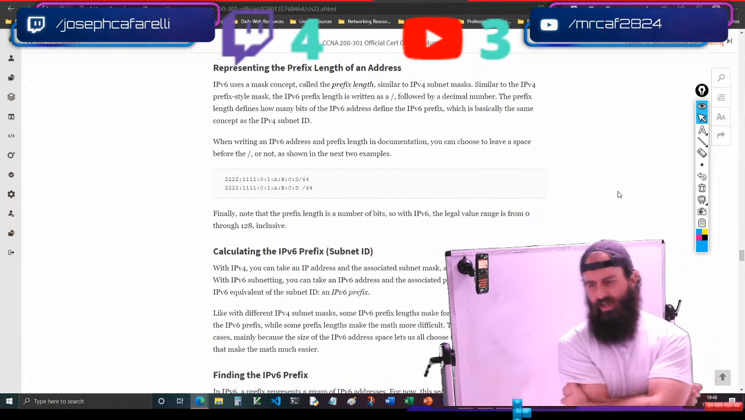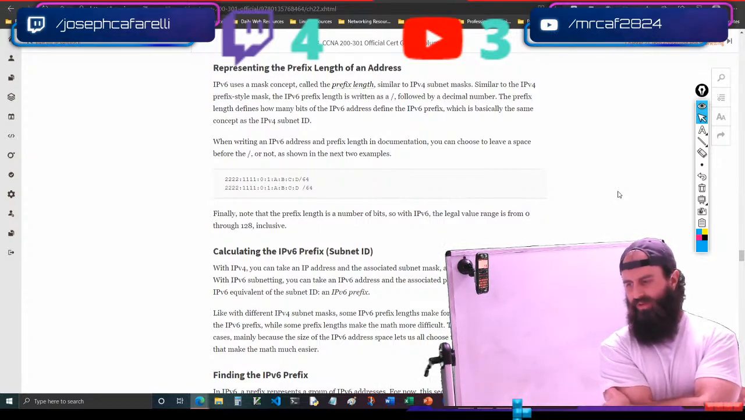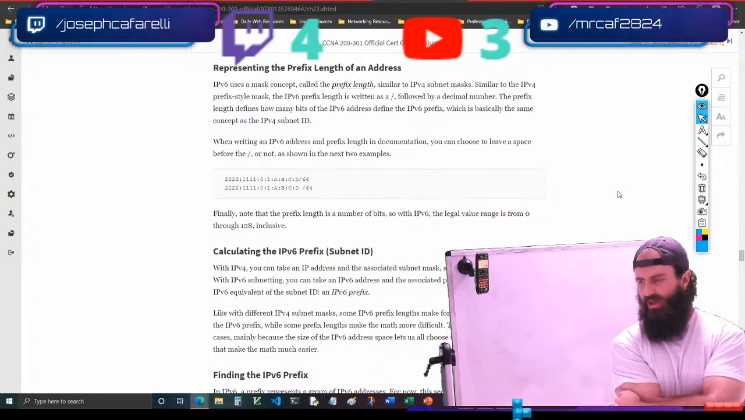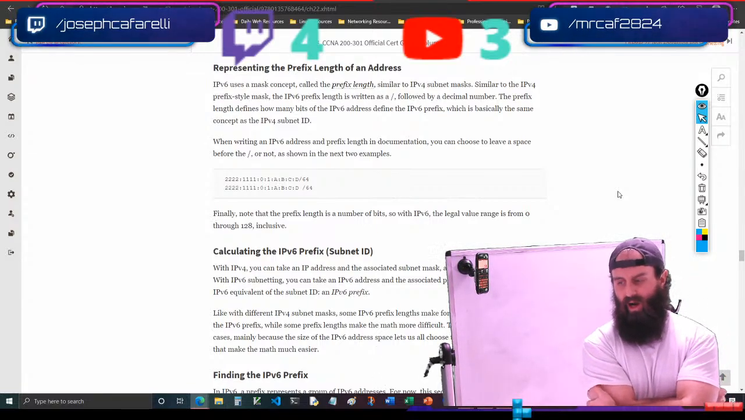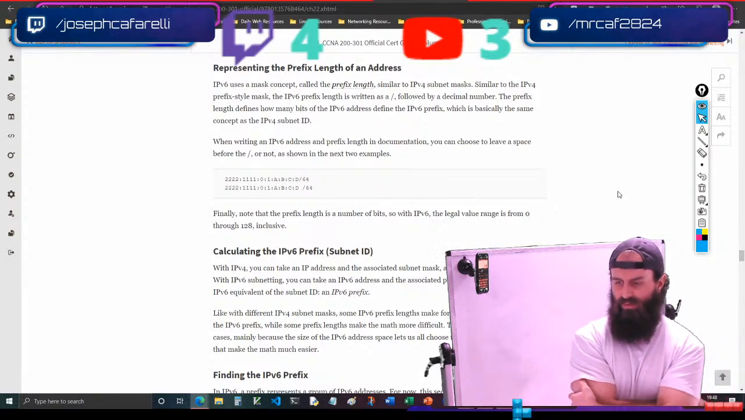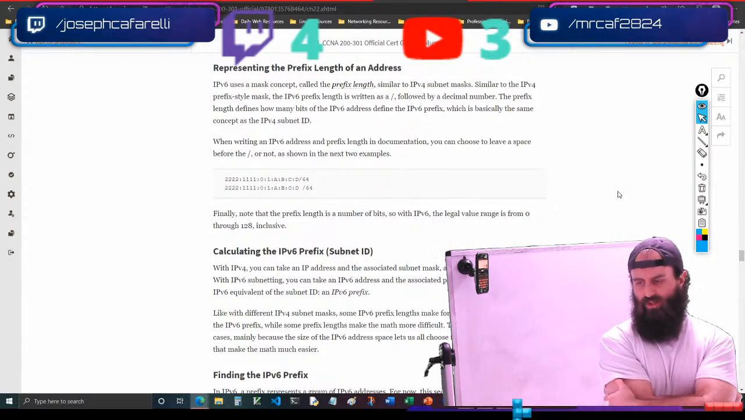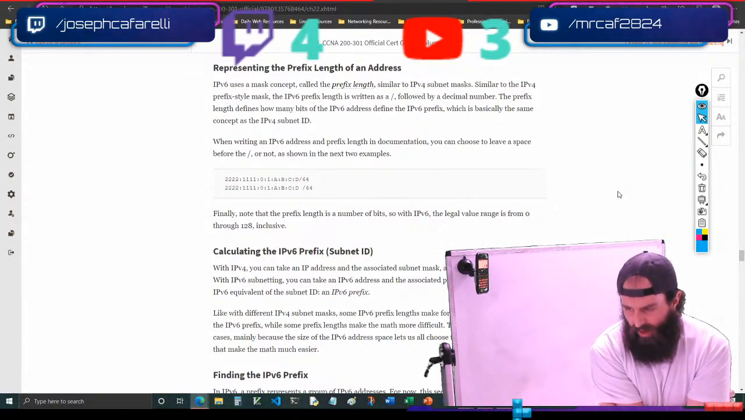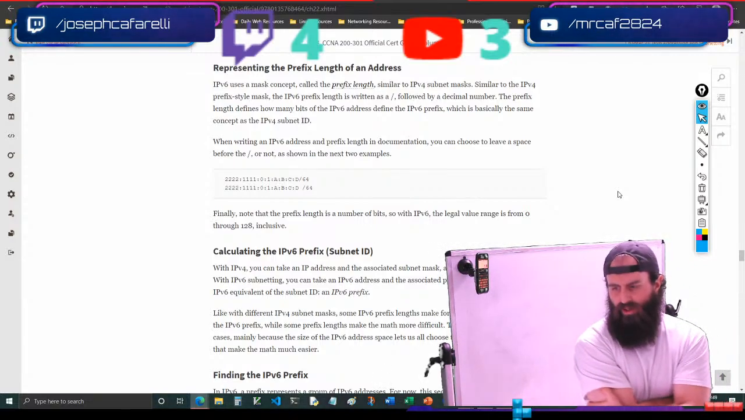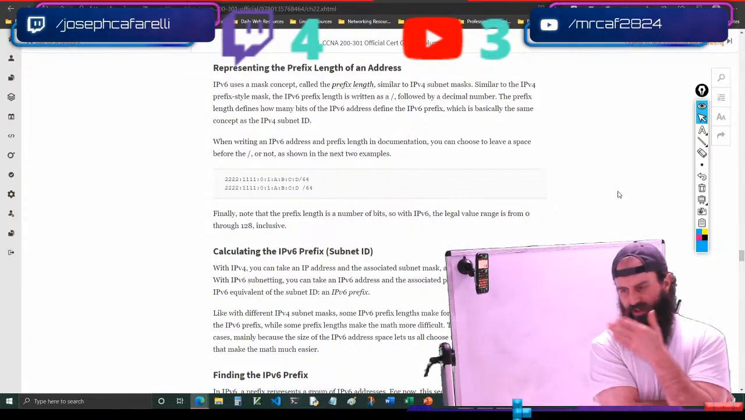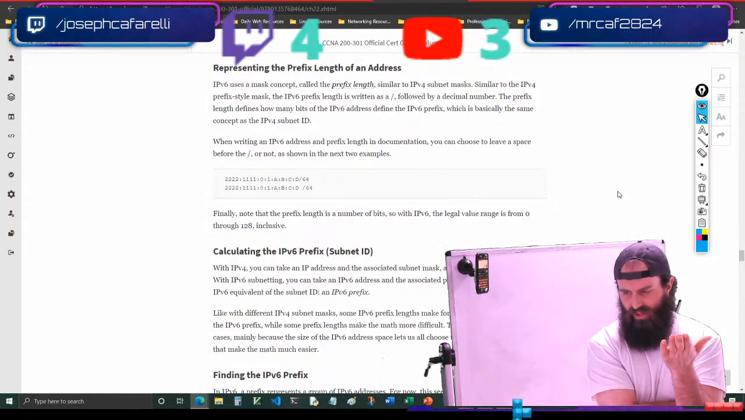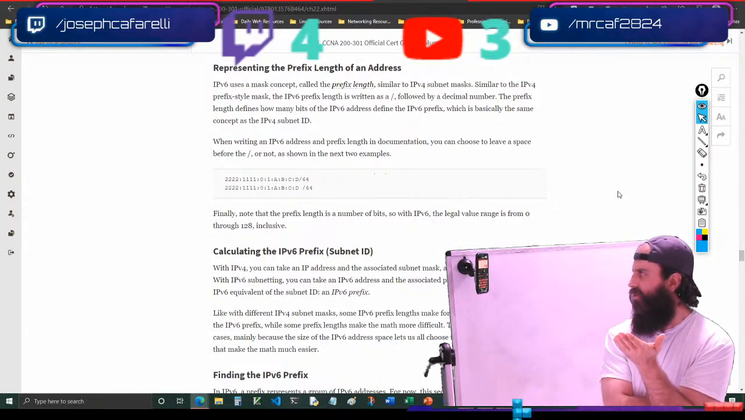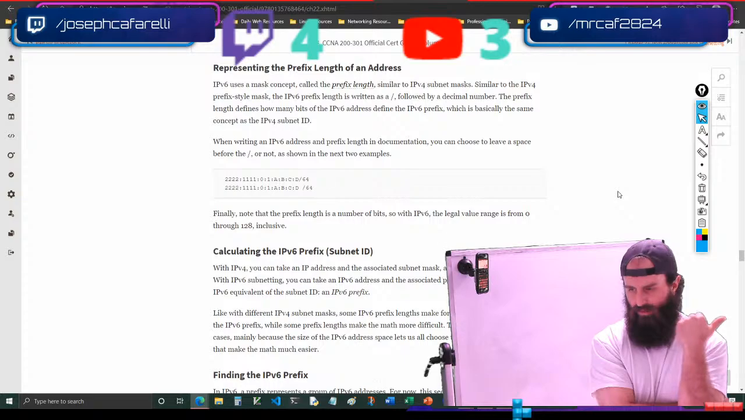When writing an IPv6 address and prefix length in documentation, you can choose to leave a space before the slash or not, as shown in the next two examples. The 2.2.1.1, /64, or the 2.2, space 64. So again, when writing an IPv6 address and prefix length in the documentation, you can choose whether to leave a space before the slash or not. It's up to you.